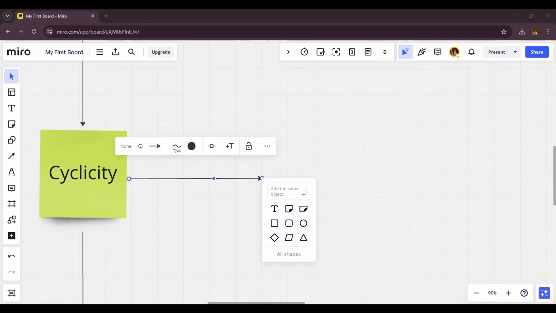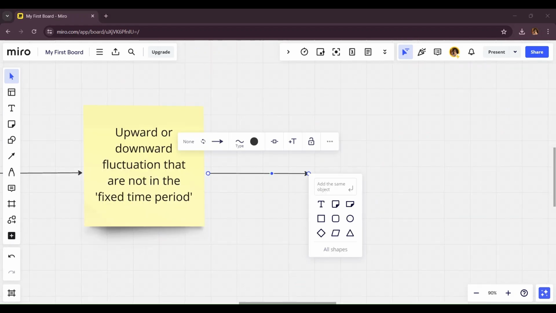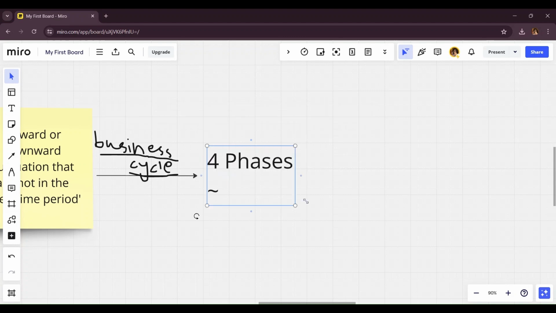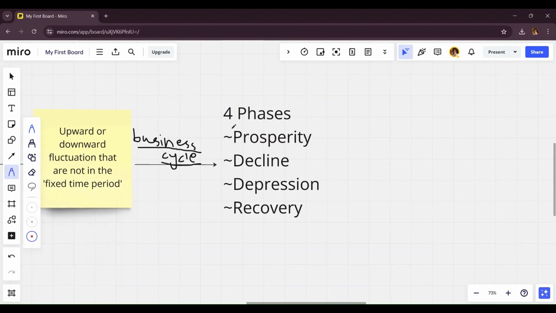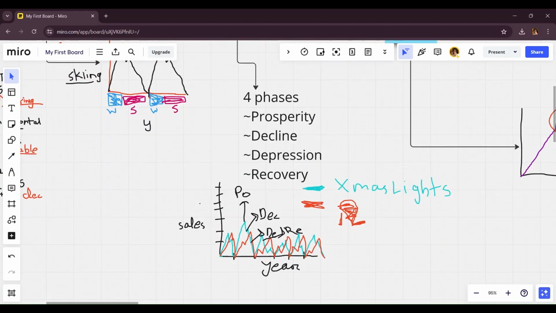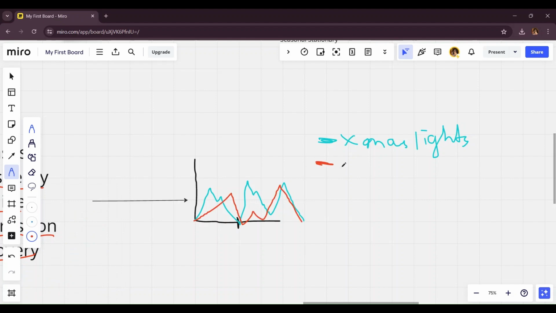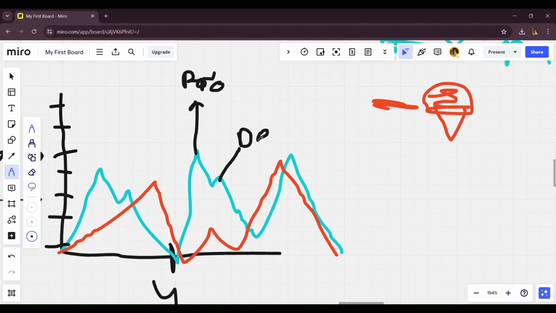Next up, we have cyclicity, which is upward or downward fluctuations that are not in a fixed time period. It's also known as a business cycle because it has four phases: prosperity, decline, depression, and recovery. Let's take an example right over here. Now, as you know, blue is Xmas lights and red is for ice cream. These are the sales and this is the year. This is prosperity, this is decline, this is depression, and this is recovery.